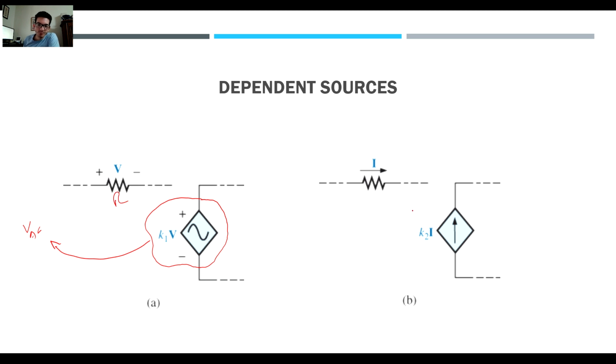Same thing for current. We know that in parallel circuits, current is dependent on the passive elements. So if we have a resistor, then the scaling factor is going to be the passive element. So these two are dependent sources, and what makes the source dependent is that it needs a passive element to scale down the voltage.